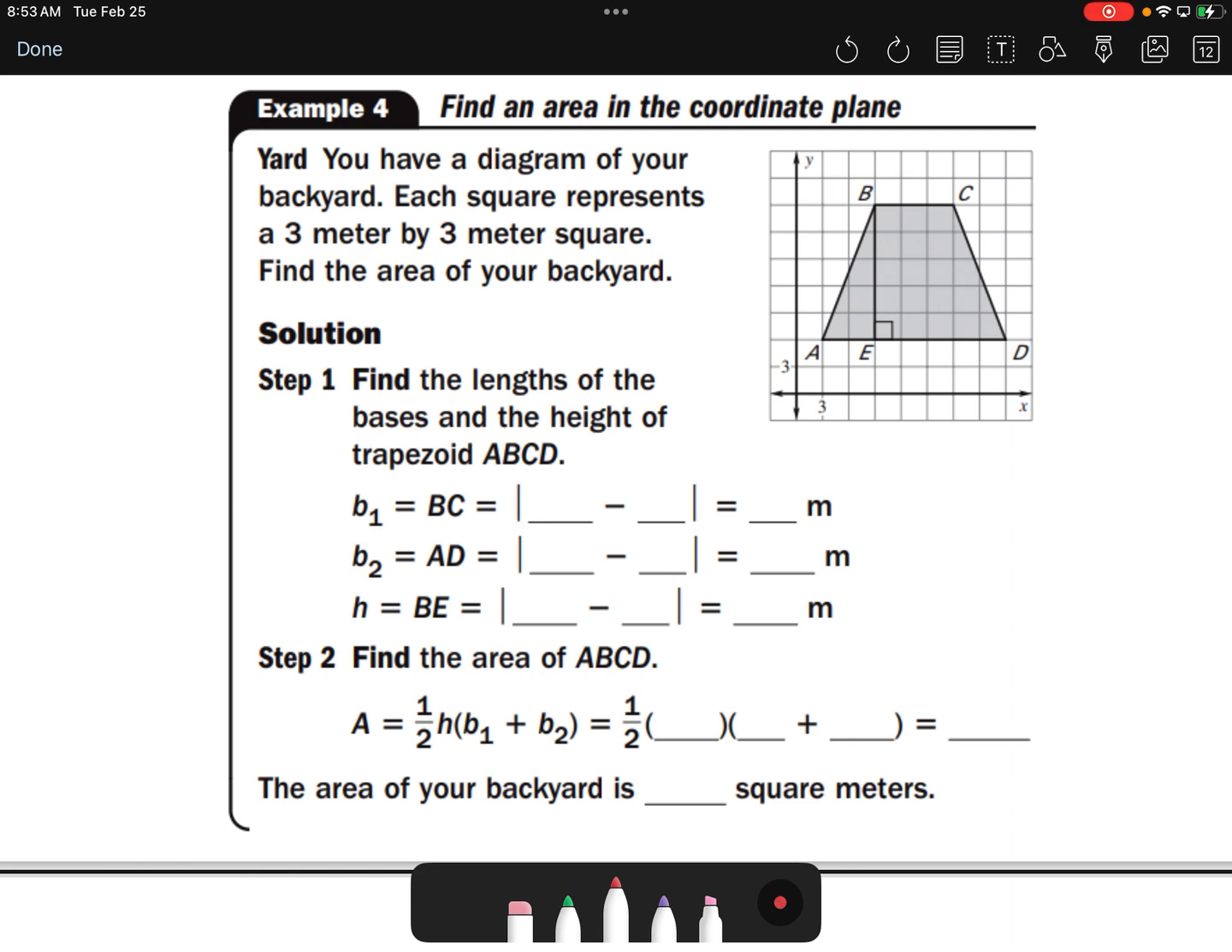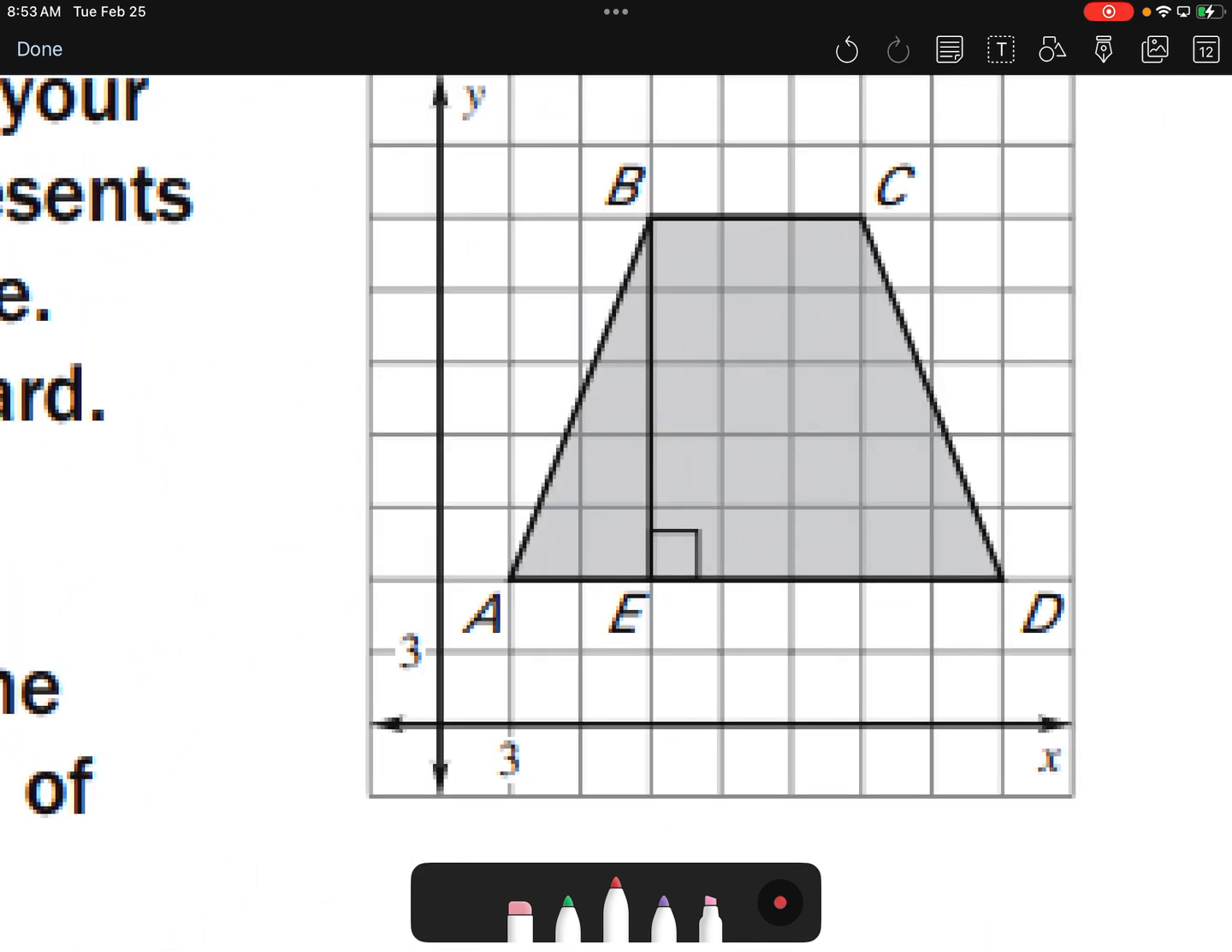Okay? So why do they use absolute value? Because they're looking at this shape up here, and they're trying to find the distance from B to C, which if I look down here, I'm going by 3s. So 3, 6, this would be 9. And I'm also trying to find the distance of that base, which is 3, 6, 9, 12, 15, 18, 21. And I'm also finding my height, which is 3, 6, 9, 12, 15. Those are the 3 things I need, okay?